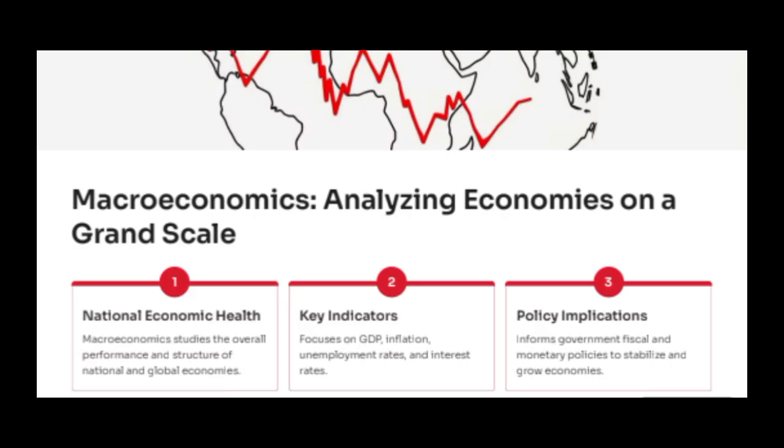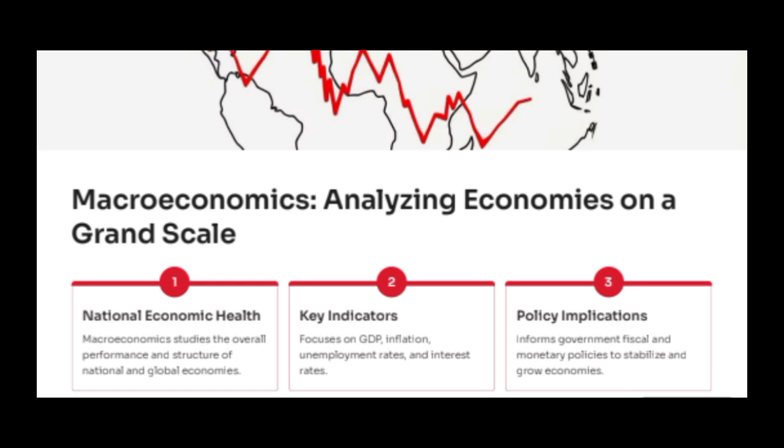Next, if we have microeconomics, of course we have macroeconomics, or the bigger picture. Macroeconomics zooms out to look at the entire economy. For example, when you hear a news report that GDP grew by 3% last quarter, or the unemployment rate fell to 4%, that's macroeconomics. It's like a health checkup for the entire national economy.